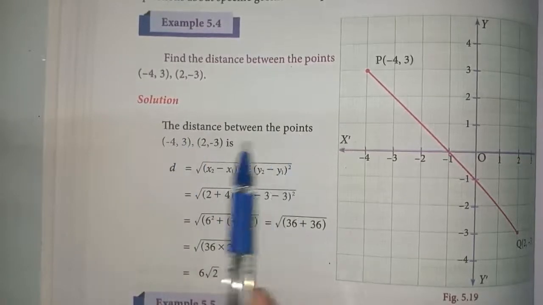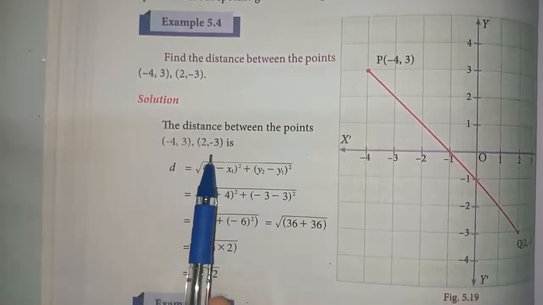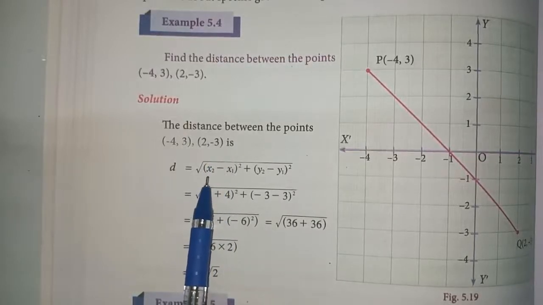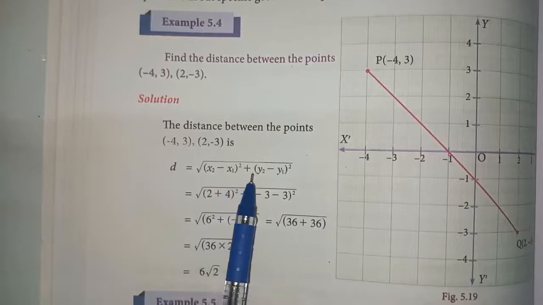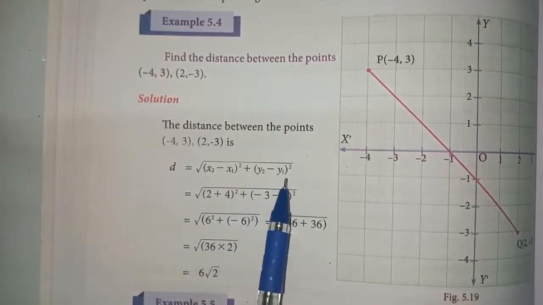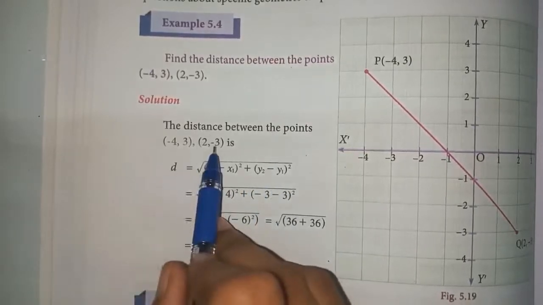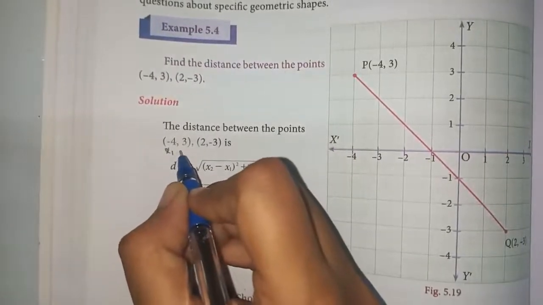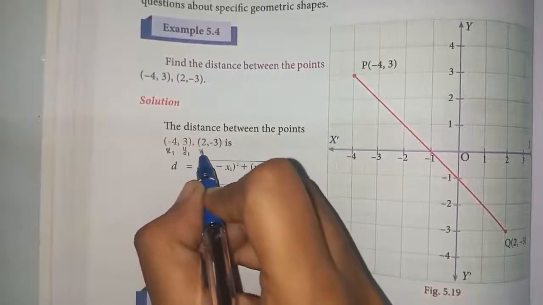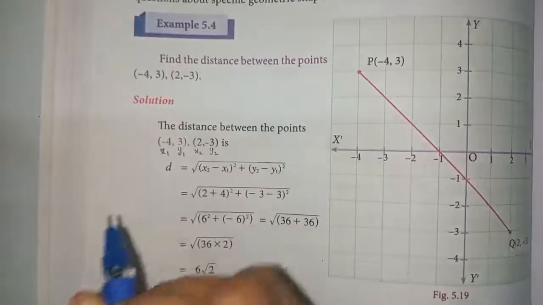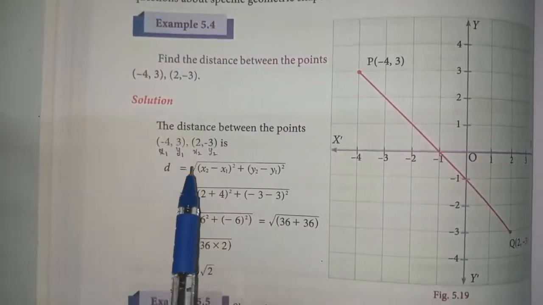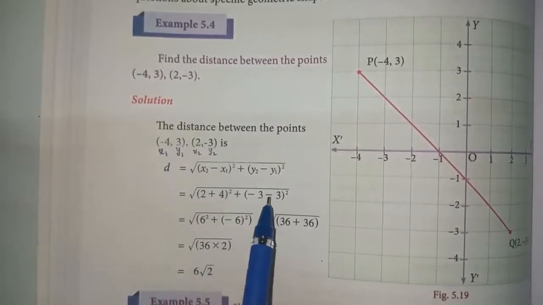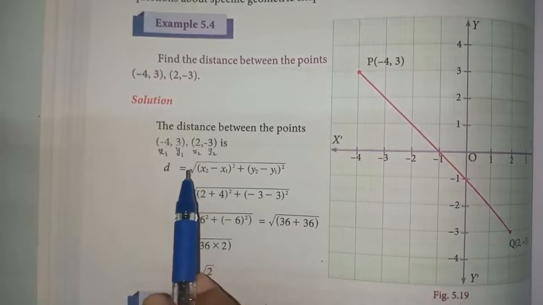The distance between the points (-4, 3) and (2, -3): the distance formula is D equals root of (x2 minus x1) the whole square plus (y2 minus y1) the whole square. If the 2 points are given, we have to mention the coordinates. The first one belongs to x1, y1 and the second one belongs to x2, y2. So now substitute the values of x1, y1, x2, y2 in this formula. You find the distance between the 2 points.